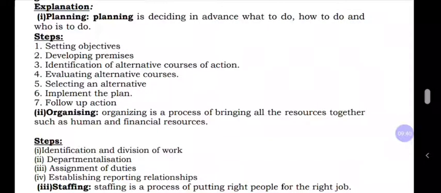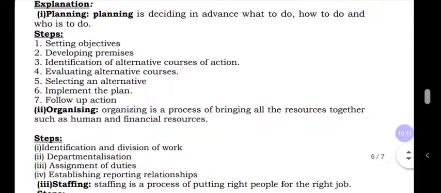The steps: first, setting objectives; second, developing premises; third, identification of alternative courses of action; fourth, evaluating alternative courses; fifth, selecting an alternative; sixth, implement the plan; seventh, follow-up action. I will explain this in detail in the planning chapter, the fourth chapter in the second PUC business studies.